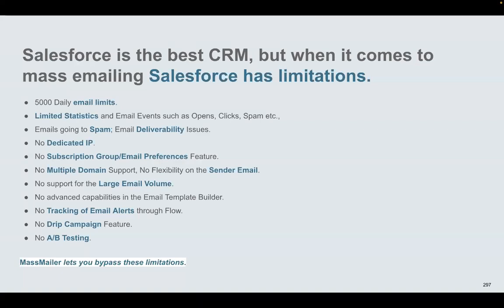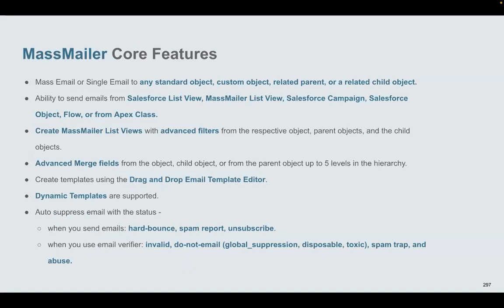So these are all the limits that you see in Salesforce CRM when it comes to emailing. And that's the reason why you would want to leverage a third-party email platform to send out emails. So if you're using MassMailer, MassMailer can certainly bypass all these limits and make it easy for you to send out email campaigns. I'll go through what is MassMailer and what are some of the features here. I'm also going to give you a quick demo after this. So MassMailer is a native app to Salesforce CRM, which means you can send emails right within Salesforce itself.